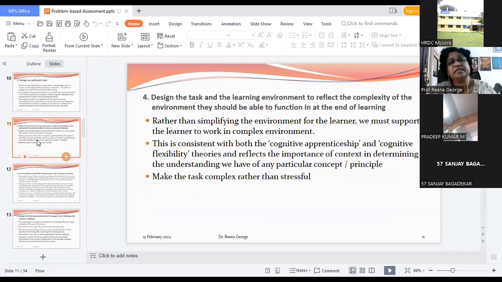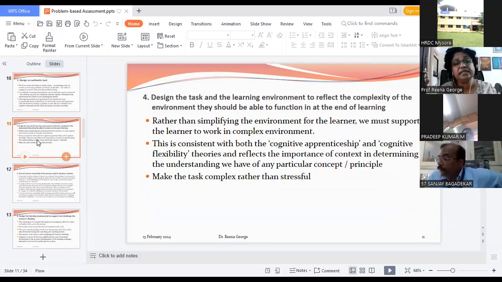Next is designing the task and the learning environment to reflect the complexity of the environment, and they should be able to function at the end of the learning. Ultimately, at the end of your learning or the learning of any child, they must be able to function in a particular manner. This is ultimately what we are trying to impart. So rather than simplifying the environment for the learner, we must actually encourage the learner to work in a very complex environment.